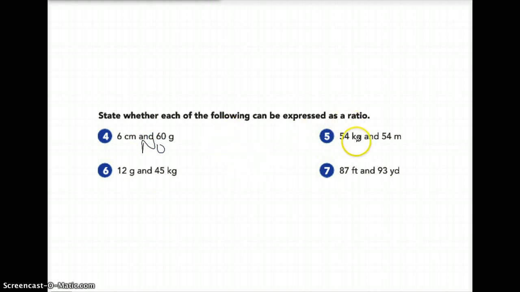We have kilograms here and meters. Kilograms is a weight and meter is a distance. So no, it cannot be expressed as a ratio. Over here, number 6, we have 12 grams and 45 kilograms, and they are both weight. So yes, they can be expressed as a ratio. And the last one, we have 87 feet and 93 yards. These are both distances. So yes, they can be expressed as a ratio. Let's try the next slide.